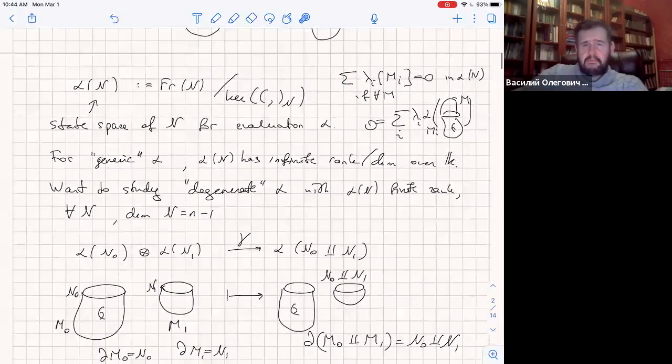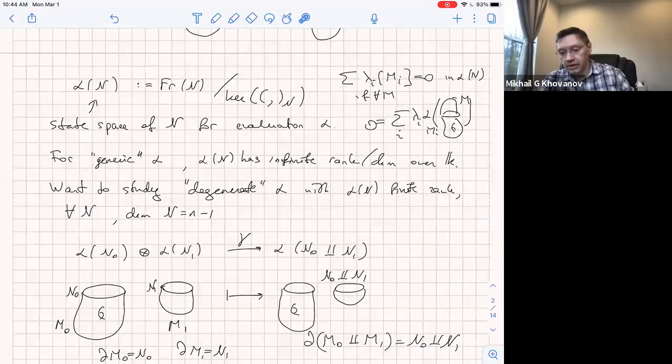Do you have any examples of how this can evaluate to some? Yes, we'll look at examples. We'll look at examples soon.